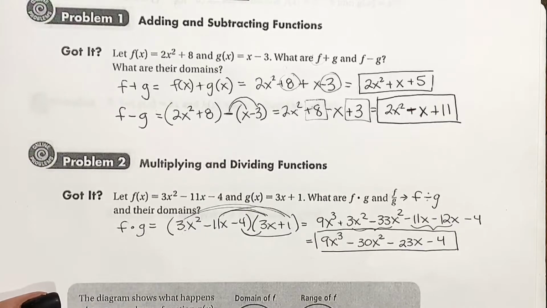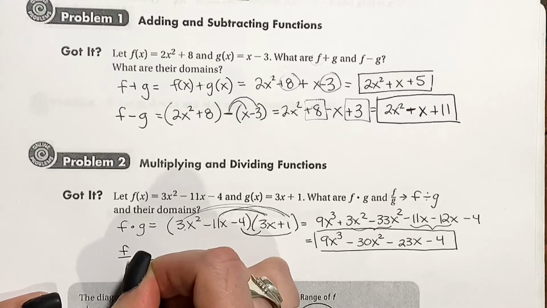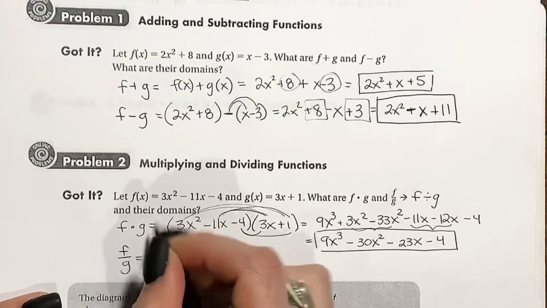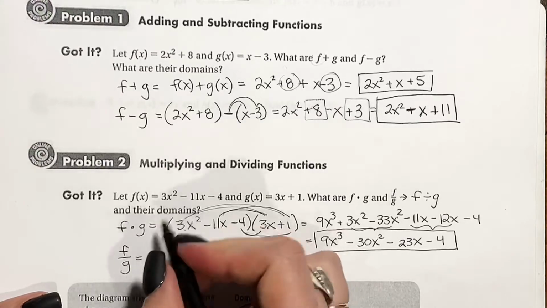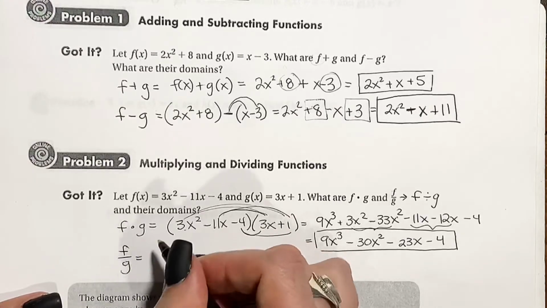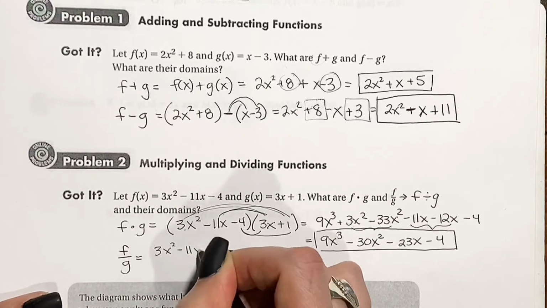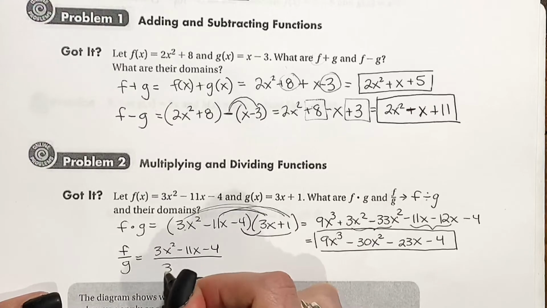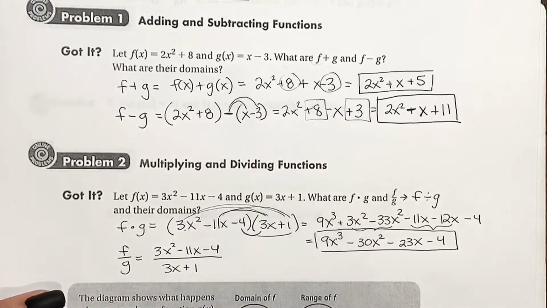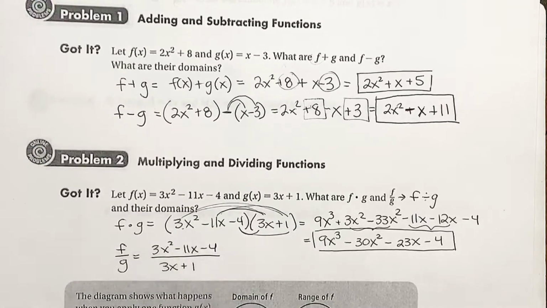And then we'll do the f divided by g. So for f divided by g, you just need to make sure you get the order right. So f is in the numerator. Sometimes they'll do g over f so they can switch it on you. Since f is in the top, we're going to put 3x squared minus 11x minus 4 in the top. And then we have our 3x plus 1 in the bottom. And so for this one, we do have a rational here.